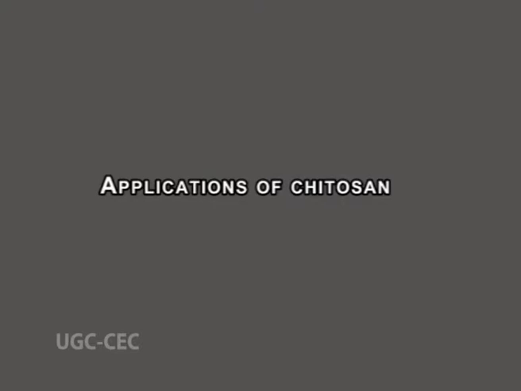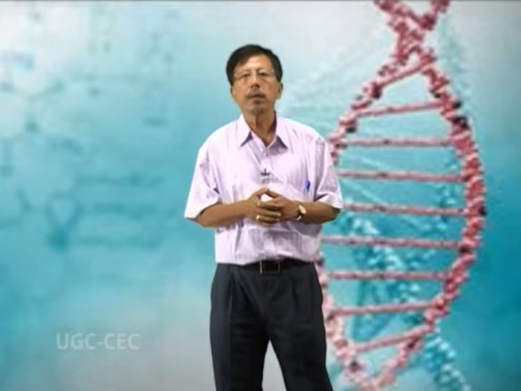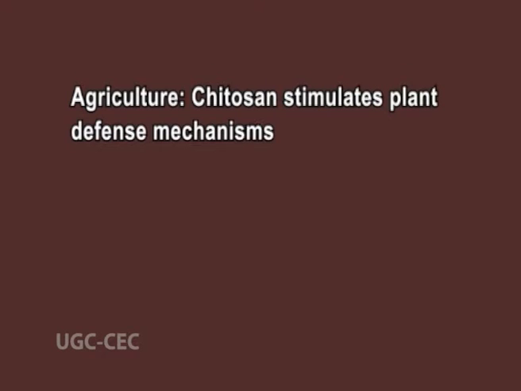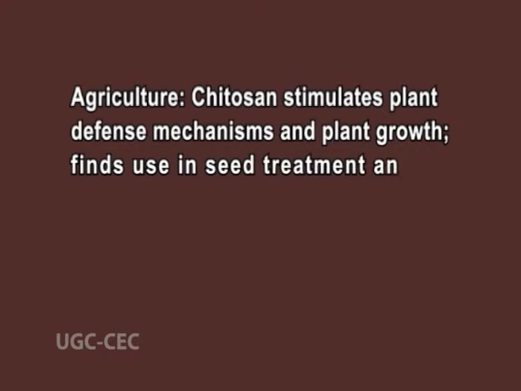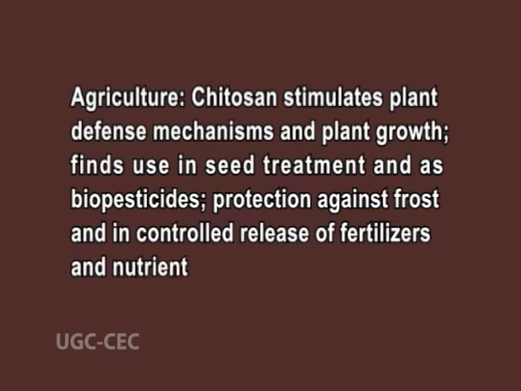Applications of chitosan. Chitosan finds wide-ranging applications in several sectors including food, cosmetics, biomedical and pharmaceutical industries. Let us look at applications of chitosan in the agriculture sector. Chitosan stimulates plant defense mechanisms and plant growth, finds use in seed treatment and as biopesticides, protection against frost and in the controlled release of fertilizers and nutrients.